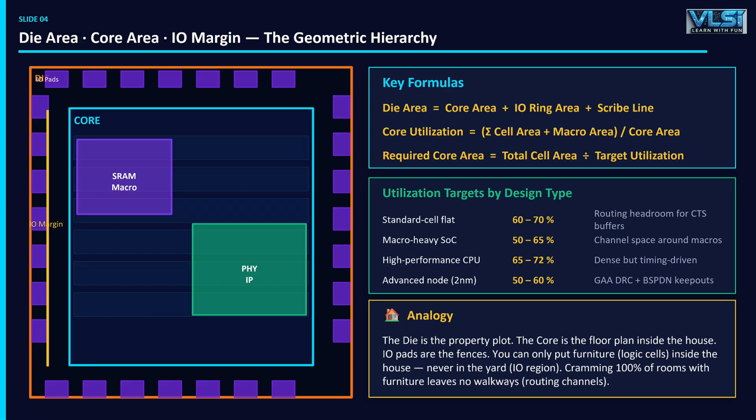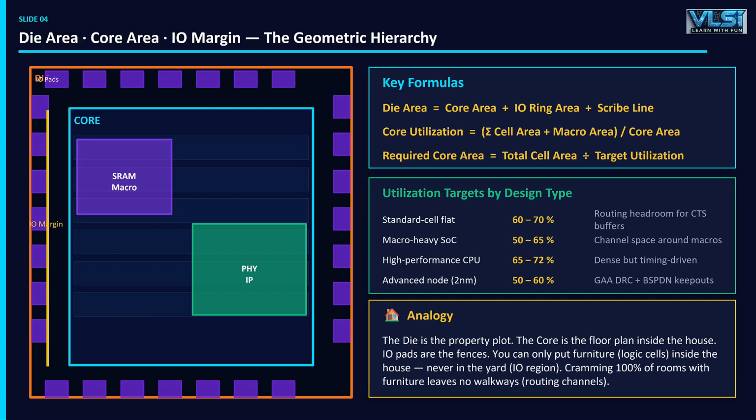Now here's where things get interesting. You don't get infinite space. You have to calculate how much area you actually need. And that's where utilization comes in. Utilization is simply how much of your core area is actually used by logic. If you push utilization to 100%, what happens? You filled every inch with furniture. There's no space to walk, no routing, no flexibility.